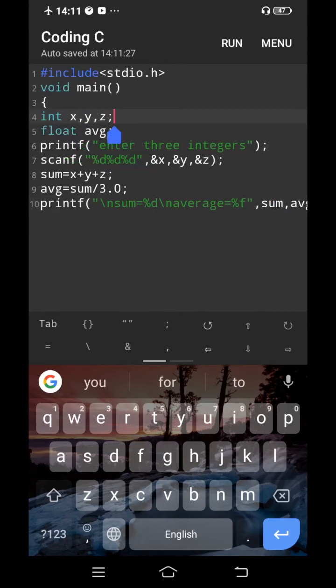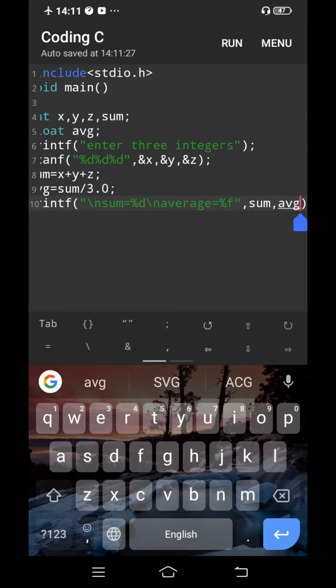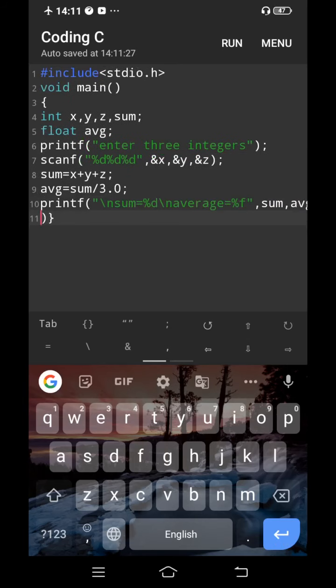And then this sum. And next, this is the complete program to calculate sum and average of three numbers in one program. Start the compilation.